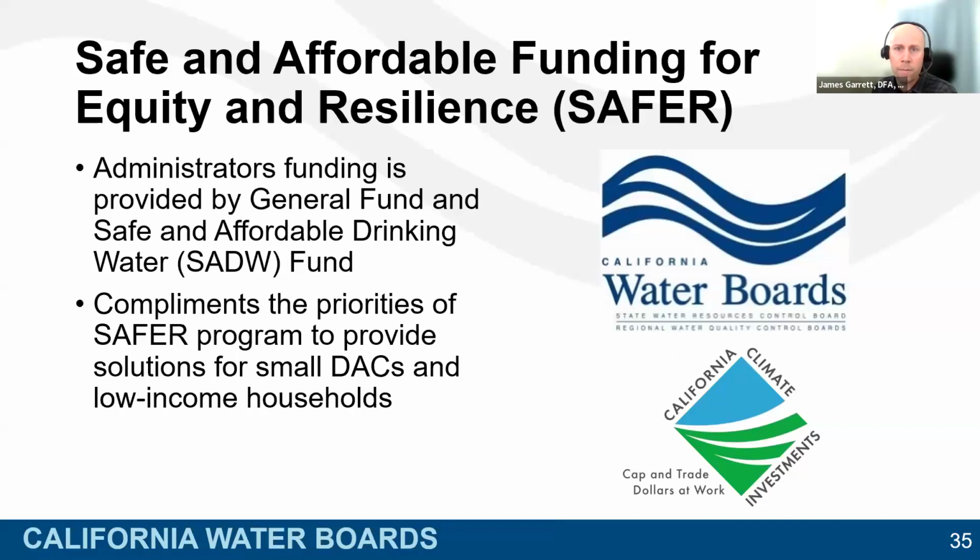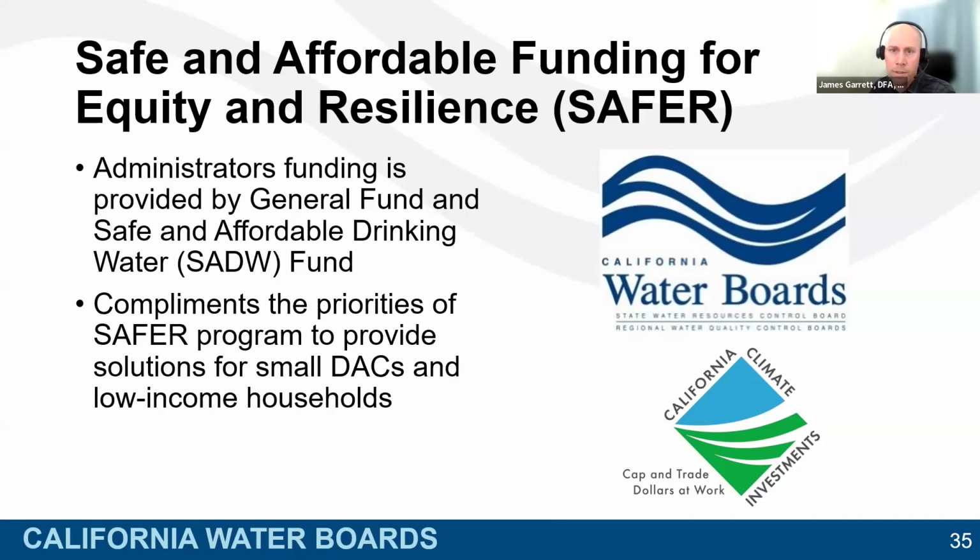So I'll just start by providing some background on where the funding for our program comes from and how it's provided. Funding for the administrator program is provided as part of the larger Safe and Affordable Funding for Equity and Resilience, or SAFER program. So the Water Board funds administrators using two different funding sources. The first was the general fund authorized from Assembly Bill 72, Provision 8, which was appropriated an initial $10 million, which we needed to encumber by June 30th of 2022. So this was the funding source that was used to fund our initial administrator assignments.